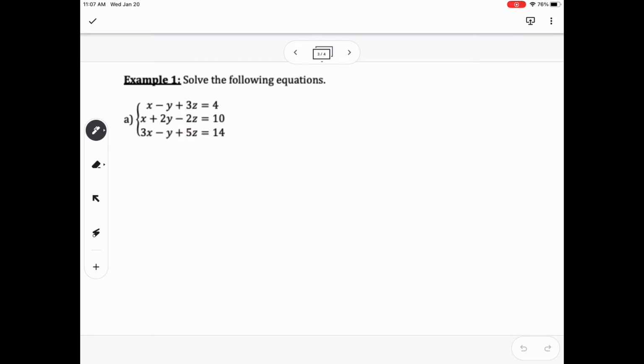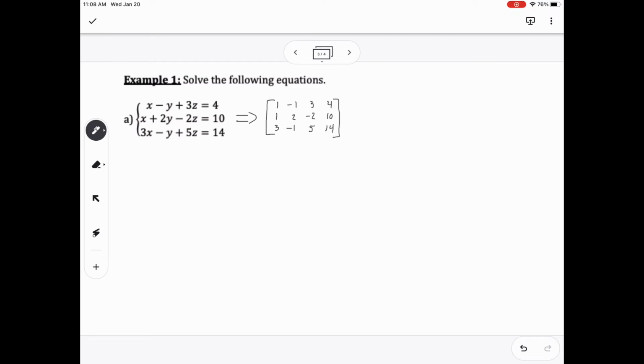First things first, we need to take our equations and put them into an augmented matrix. I'm just writing the coefficients of each of these. The top row is just 1, -1, 3, and 4. No equal signs, no x's, y's, or z's. The second row is the second equation, and the third row is the third equation.